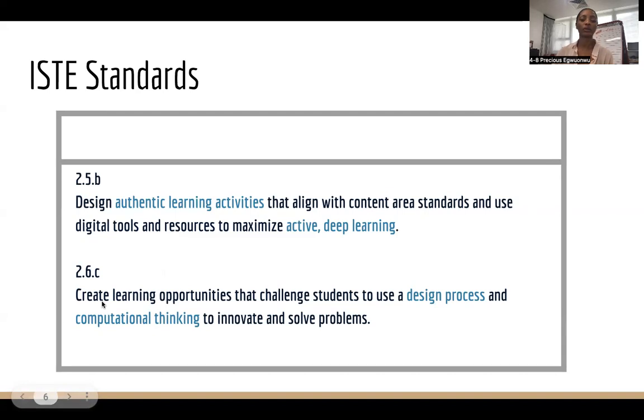And the second one says 2.6C, create learning opportunities that challenge students to use a design process and computational skills to innovate and solve problems. Thinking about the task for the students, where students have to develop a model to show how the different spheres of the Earth interact, engaging in that task would have students apply computational thinking, where they would have to think about decomposing, breaking down the activity in steps.